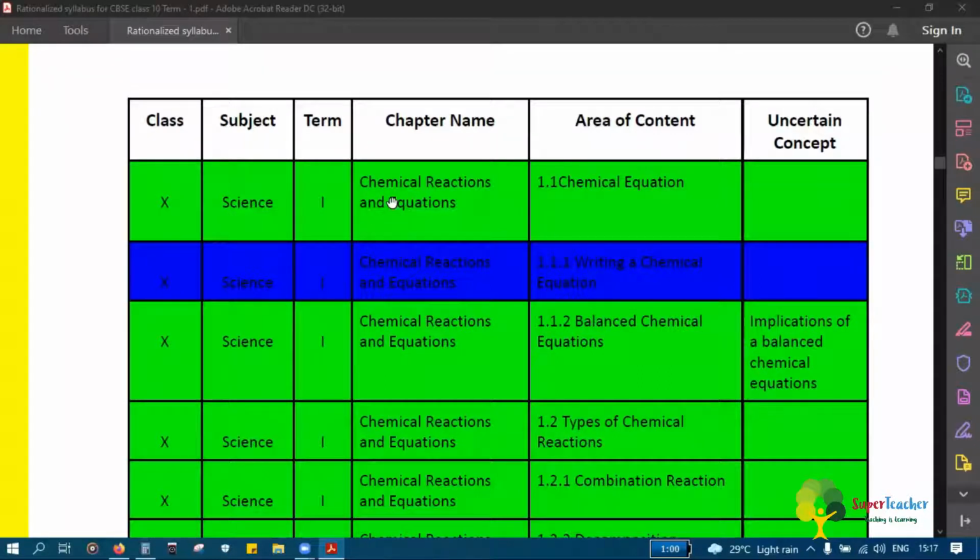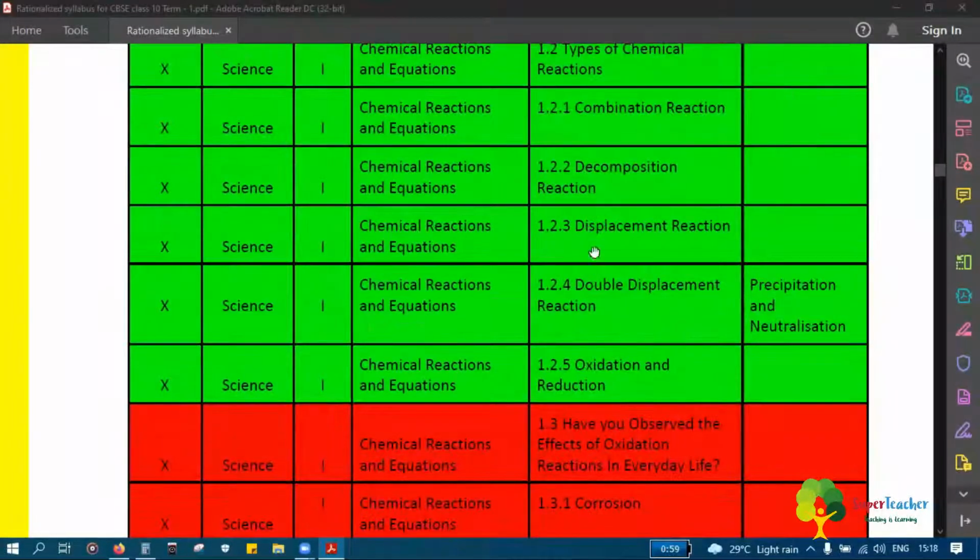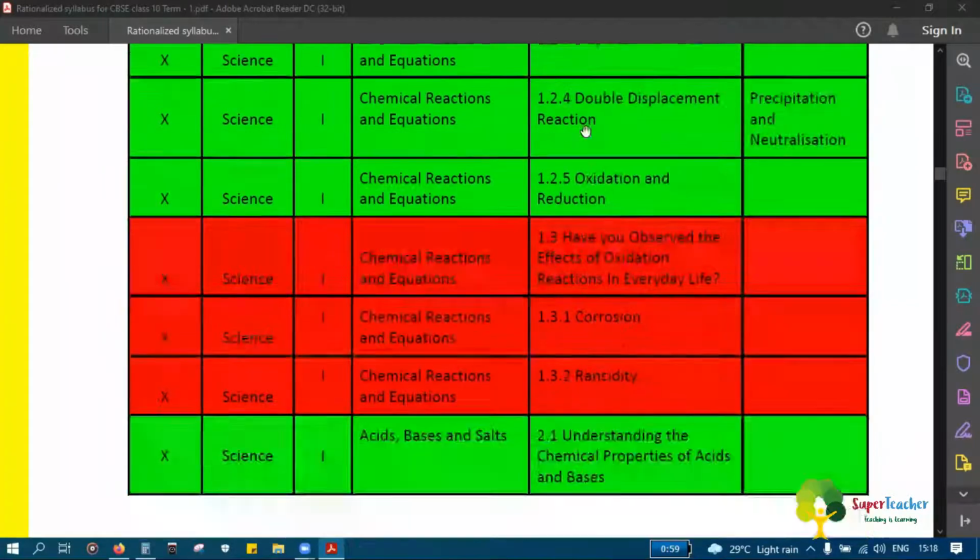If you look at chemical reactions and equations, which is related to chemistry, chemical equations are there, then writing a chemical equation is not there, but without it we cannot discuss balancing chemical equations, right? These two are interlinked, and that's why we just kept it as uncertain. Apart from that, 1.1, 1.2, everything is covered. Decomposition, displacement reaction, double displacement reaction, oxidation, reduction, combination reaction, all these are there, so they haven't removed anything.